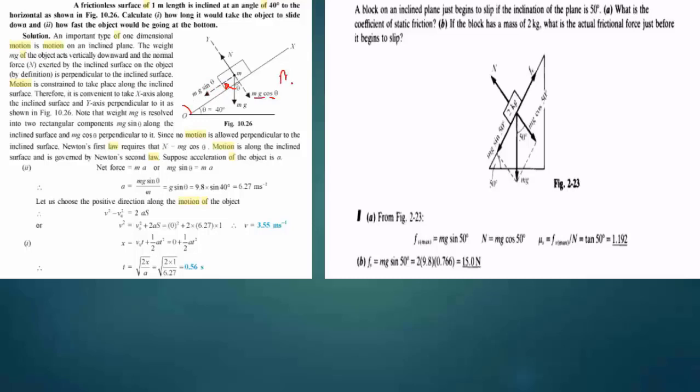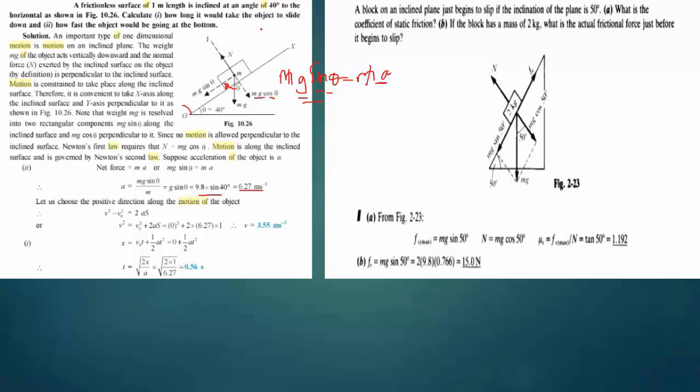So eventually mg sin theta is equal to ma, so that m and m cancel, then acceleration is equal to g sin theta. So we have g, we have sin theta which is sin 40, so sin of 40 times g gives us the acceleration. So what he got here, the acceleration is 6.27 meters per second squared.